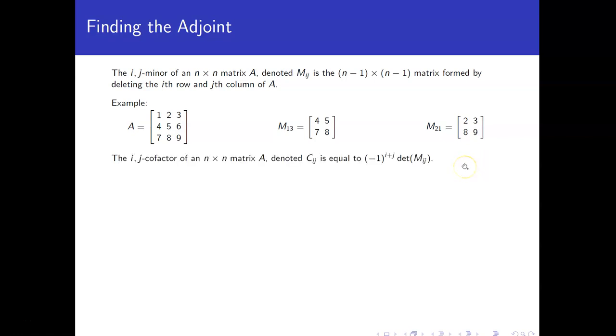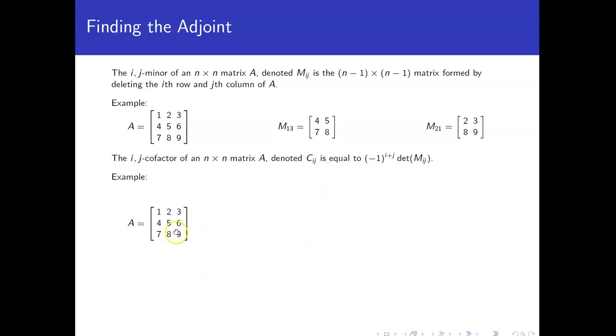So just to remind us again what a cofactor is. The ij cofactor of an n by n matrix, denoted C sub ij, is equal to negative 1 to the i plus j times the determinant of the associated minor. Notice that this negative 1 to the i plus j essentially is our sign board that we talked about back when we were doing expansion by minors with the determinant in the last video.